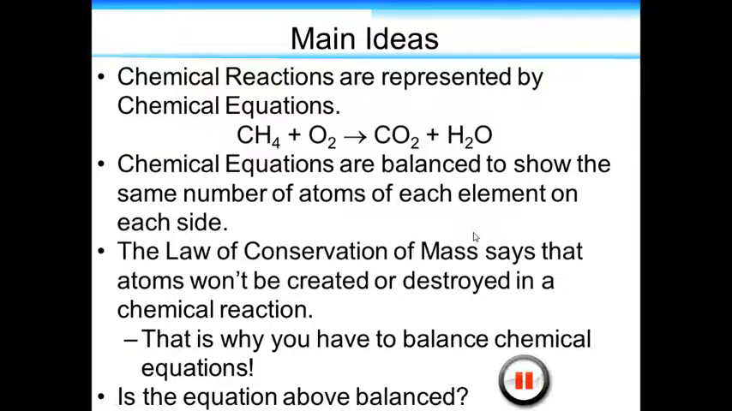Why don't you take a moment and look: do we actually have the same number of atoms for each element on both sides of the equation?